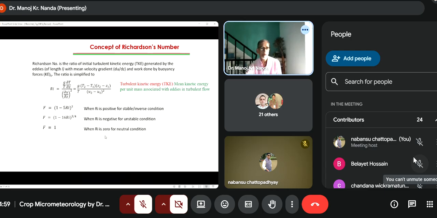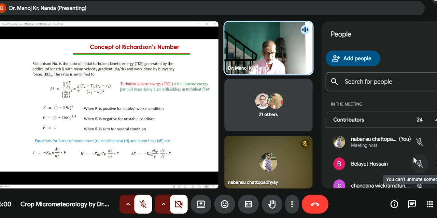In case of neutral condition, F becomes 1. So the equation accordingly changes. Changes means simply you have to multiply this factor with the normal equation. With the neutral equation, you just multiply this stability factor. If it is neutral, then 1 is multiplied, the same equation holds good. If it is negative or positive, accordingly a different value of F is multiplied. So the equation changes. See, this is the simpler version of your thermally stratified layer.